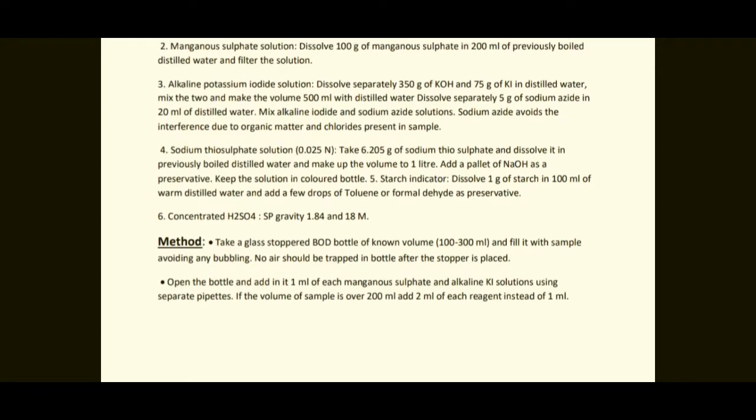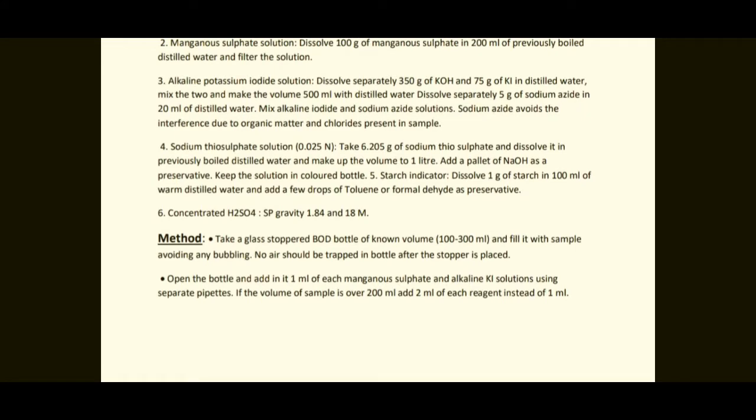preservative, and store the solution in colored bottles. Starch indicator: dissolve 1 gram of starch in 100 ml of warm distilled water and add a few drops of toluene as a preservative. Also needed is concentrated H2SO4, specific gravity 1.84.